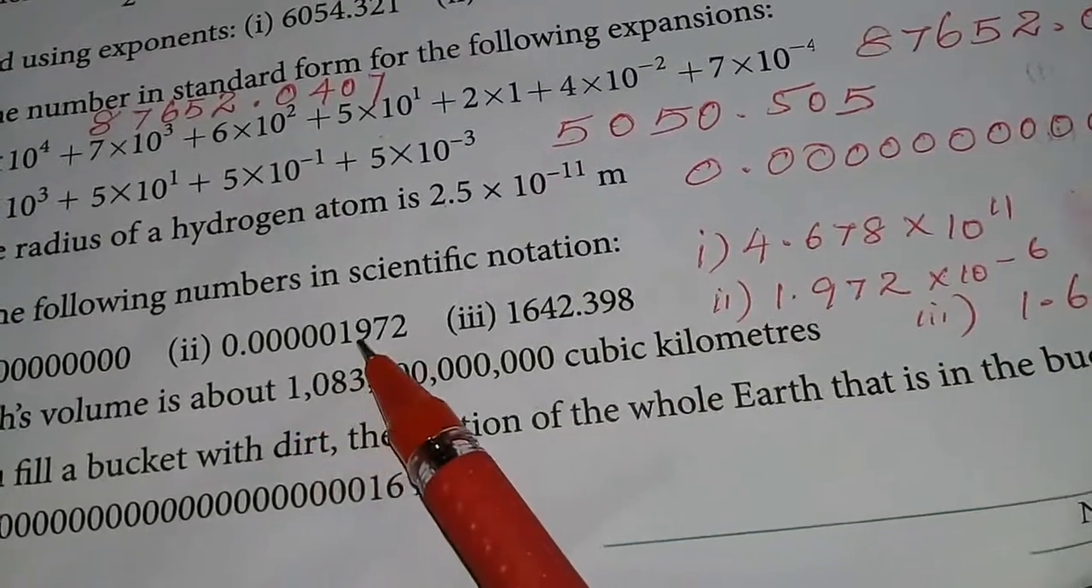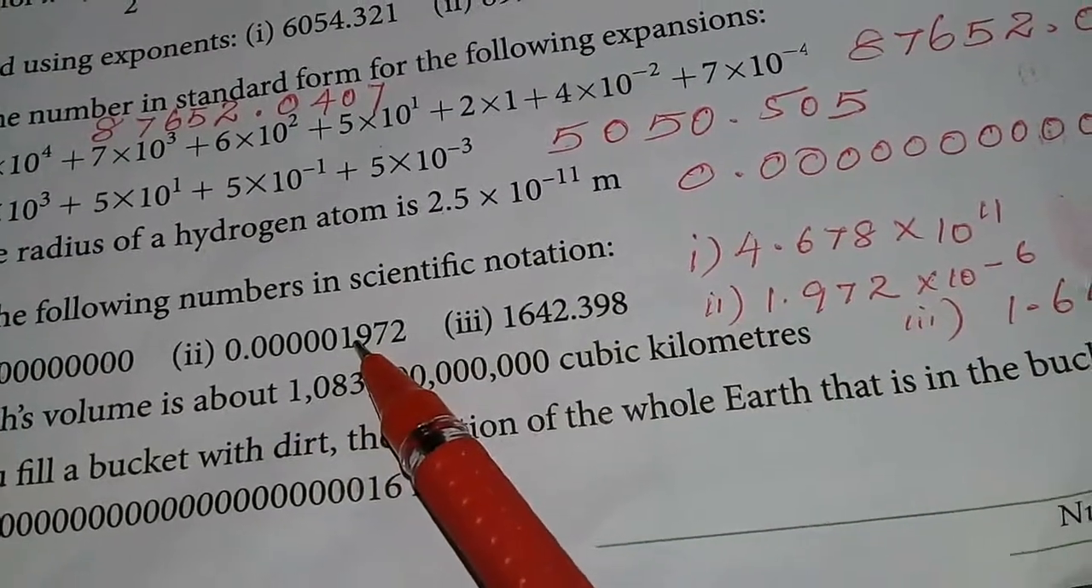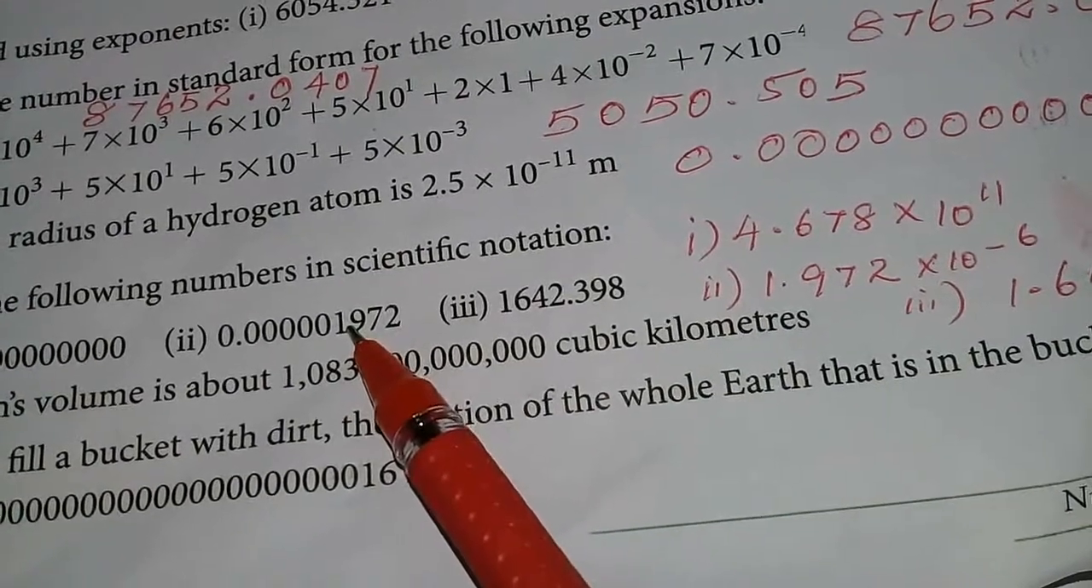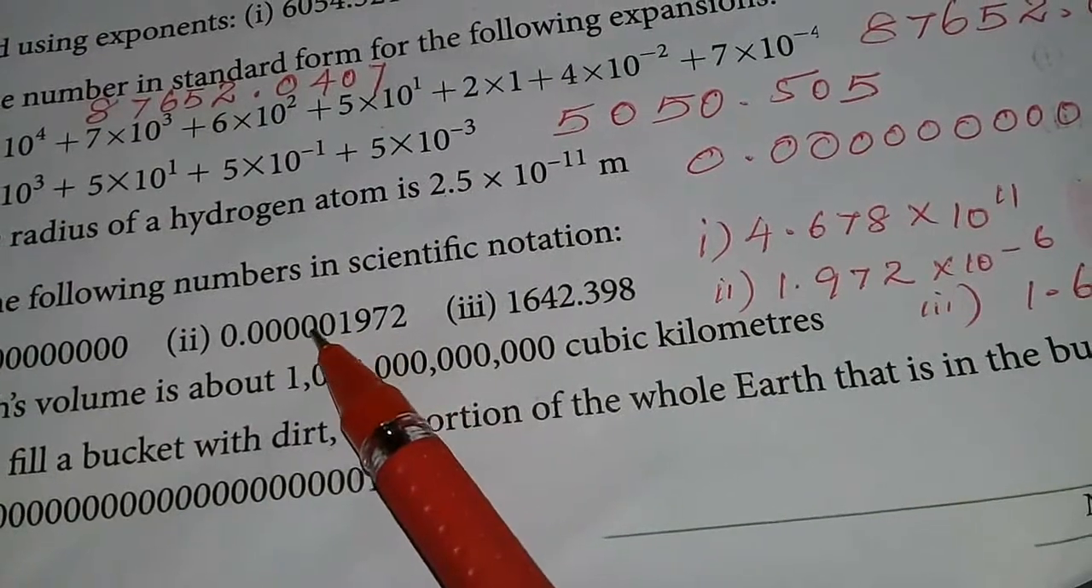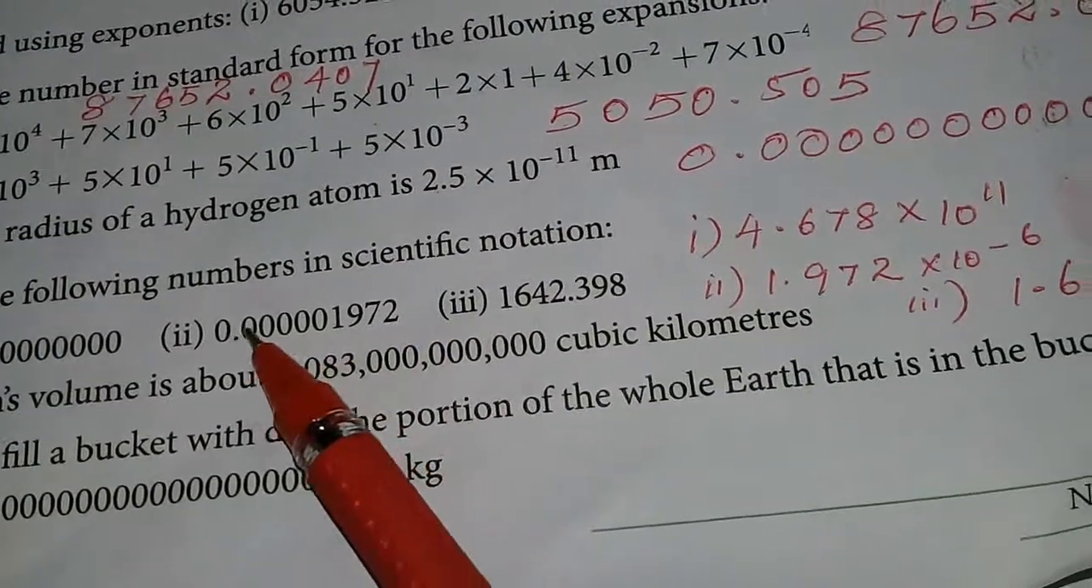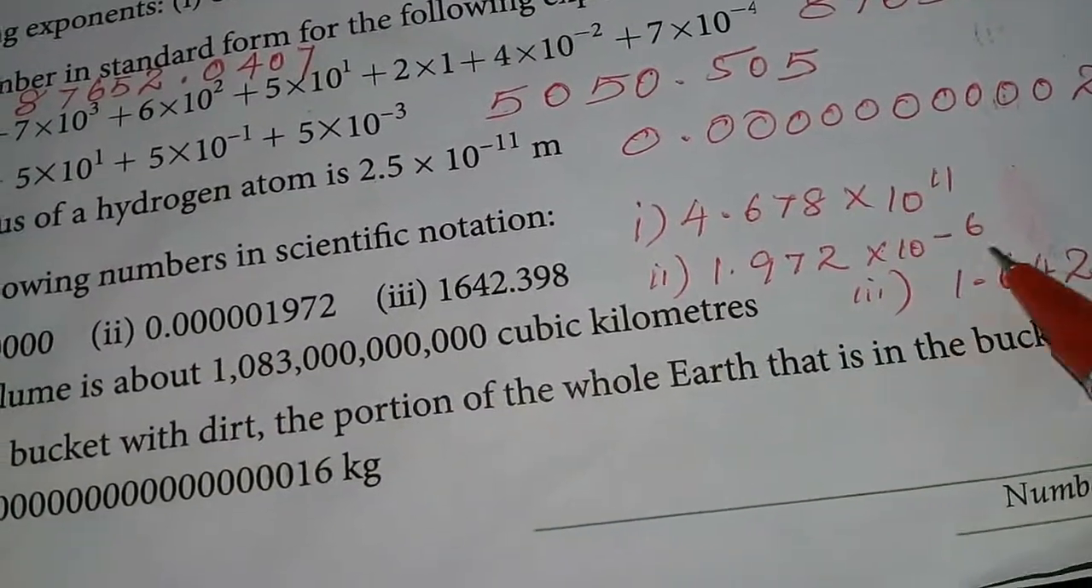Here also put the decimal point here only. 1.972 into 10 power, reverse counting only here. So 1, 2, 3, 4, 5, 6. So 10 power minus 6 is the answer.